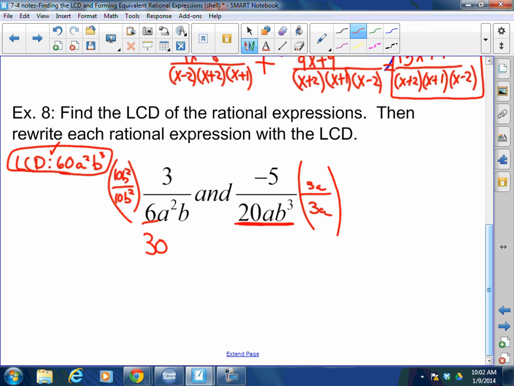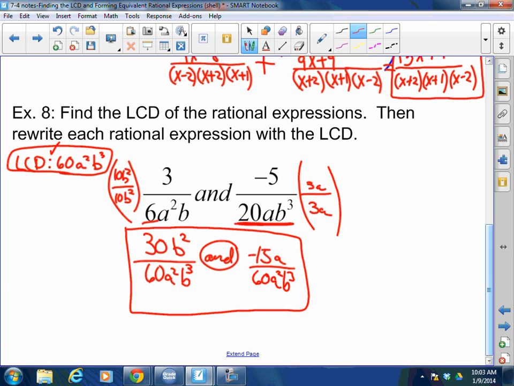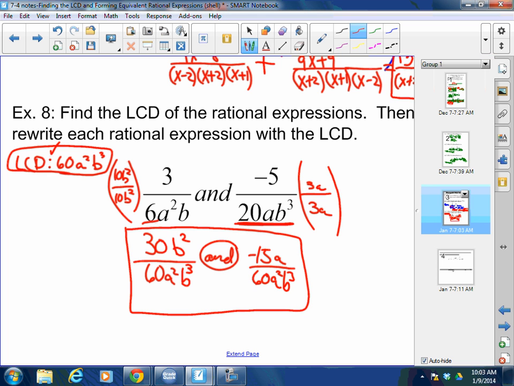This will be 30b squared over 60a squared b. Plus or minus, I don't know, that's why I put an and. Minus 15a over b cubed. Sorry, yes, b cubed, over 60a squared b cubed. And now if I wanted to, I can add or subtract it. But again, for today's lesson, I just wanted to make sure you got the LCD, and then you can convert them and make equivalent fractions.